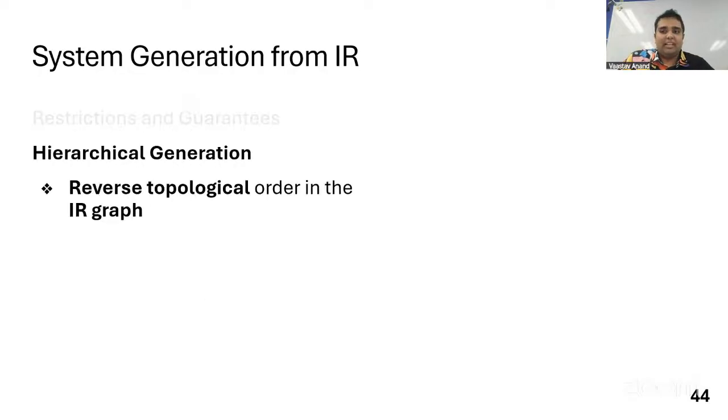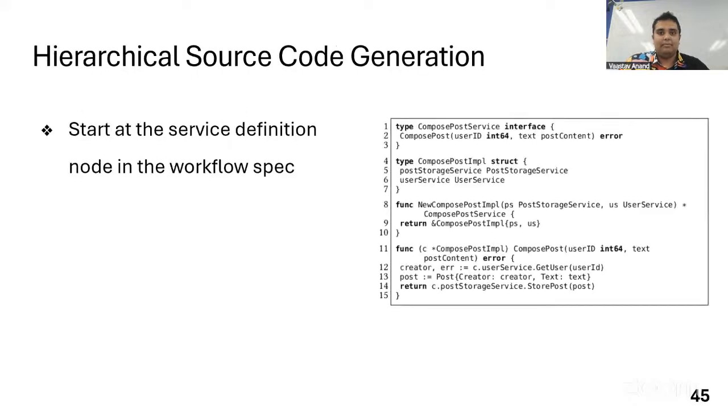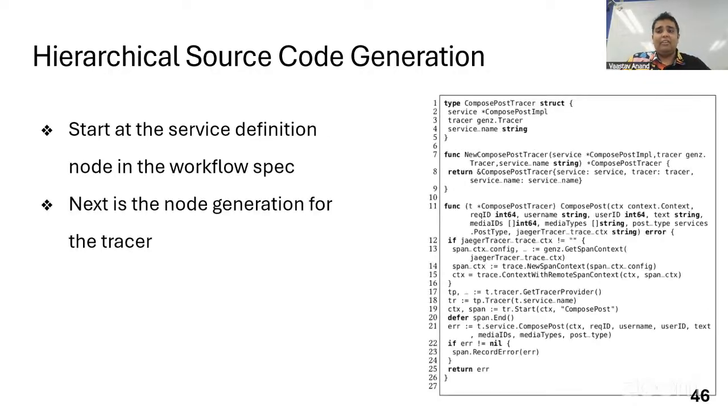To generate the variant, the system generation proceeds in a hierarchical fashion. The source code generation follows the reverse topological order in the IR graph. Let's consider the post example from earlier. The innermost node in the IR graph is the service definition node in the workflow specification. During the generation, this node is left unmodified. Next, in the IR graph is the Zipkin tracer node. Here, the code will be generated for the Zipkin node such that each API in the service definition is wrapped around to start distributed tracing spans and collect trace data.